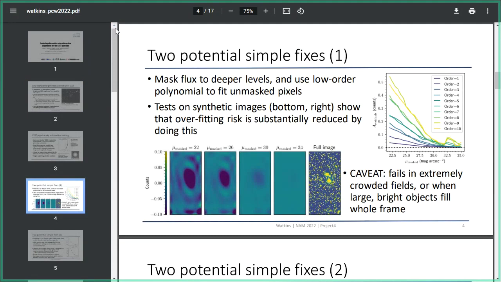Now, of course, the big caveat here is that you need to have pixels to fit in order to model the sky. So if you have a really crowded field, or if you have a large nearby galaxy that takes up most of your frame, you mask that down to 30 mags per square arcsecond, you don't have any pixels left and you can't fit your sky. So this isn't a 100% solution, but it could be a very simple way to get 90% of the way there.